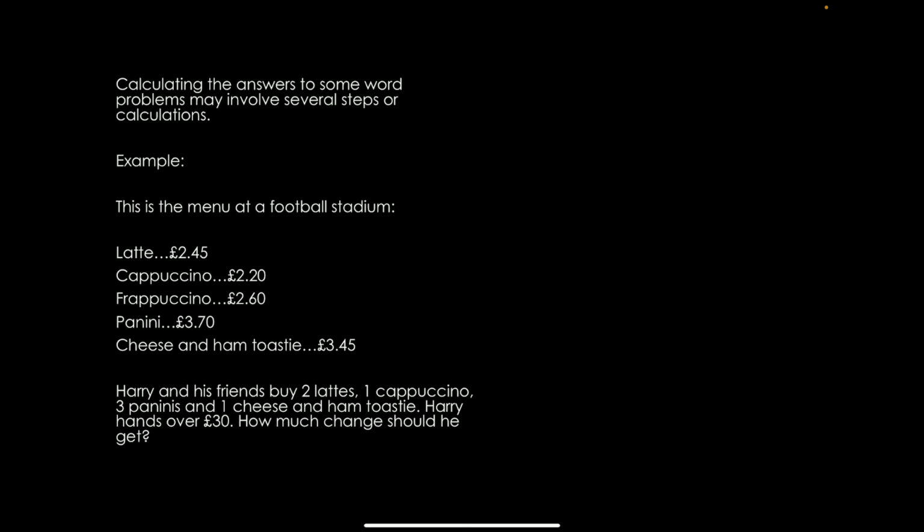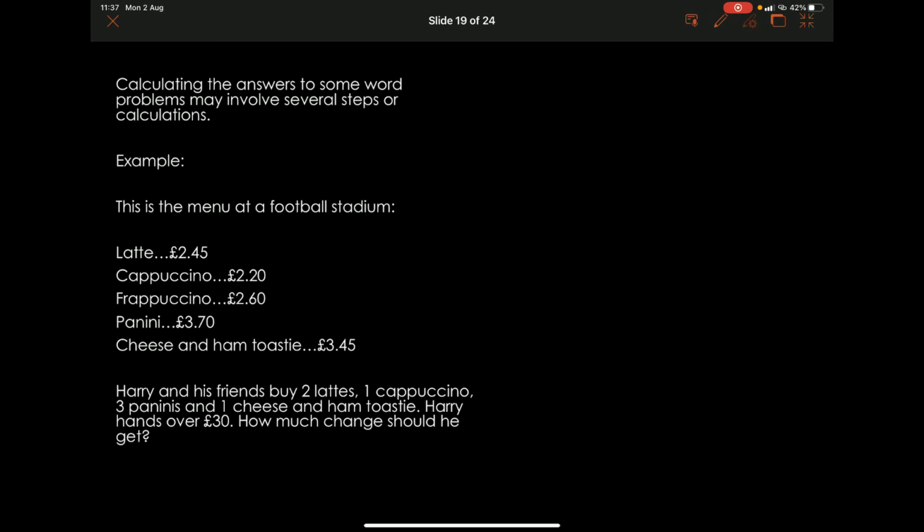Now with this question, what you could do first, and this is completely up to you how you tackle this, is you could write down everything that they buy. So it says that Harry and his friends buy 2 lattes. So that's £2.45 plus £2.45. 1 cappuccino, which is £2.20. All right. 3 paninis, so £3.70, £3.70 and £3.70. And 1 cheese and ham toasty, which is £3.45. Okay, I think that's everything.